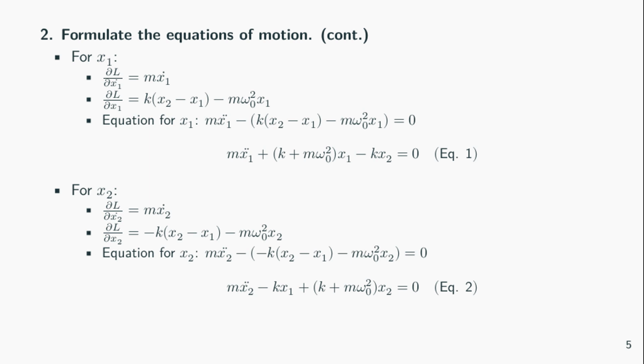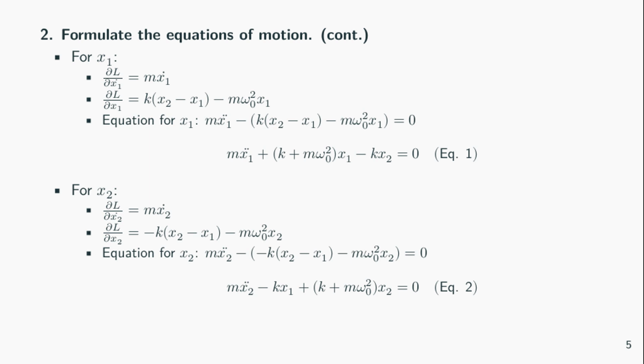The partial derivative of L with respect to x2 dot is m x2 dot. The partial derivative of L with respect to x2 is minus K times the quantity (x2 minus x1) from the spring potential, minus m omega 0 squared x2 from the spring potential. Plugging these into the Euler-Lagrange equation for x2, the time derivative of m x2 dot, which is m x2 double dot, minus the partial derivative with respect to x2.